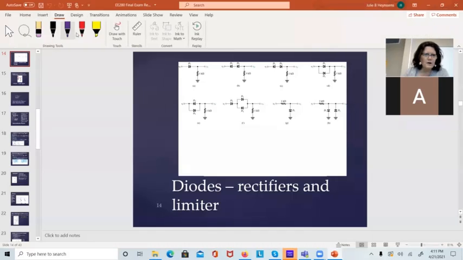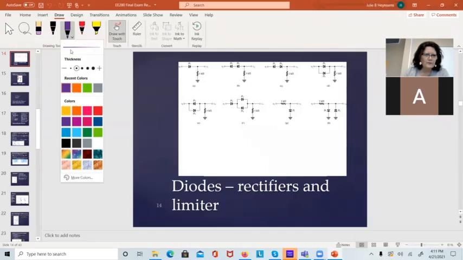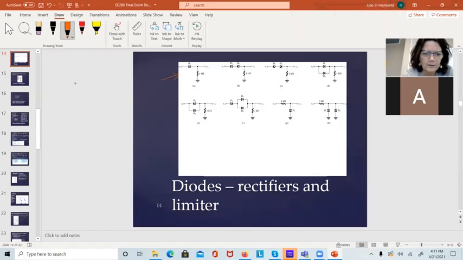I'm going to go back to orange. Okay. So when I put the diode in series between the input and the output, this is a rectifier. These are the two basic types. And I am recording. And if I put the diode in parallel between V out and ground, this is a limiter.